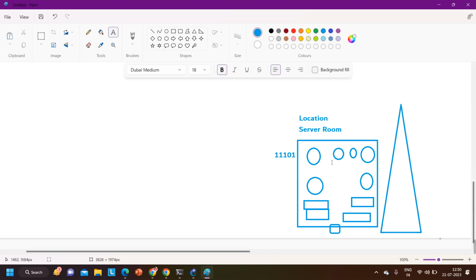So you will find this device in this server room. You will check this router, this router, this router. On all routers there will be a node ID. You will match this node ID. Let's say this node ID is of this router. Okay, so you have found the device where you need to perform the activity today.